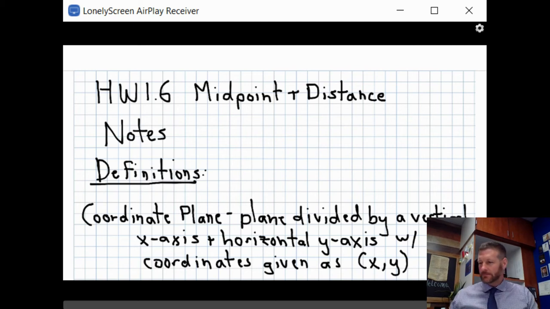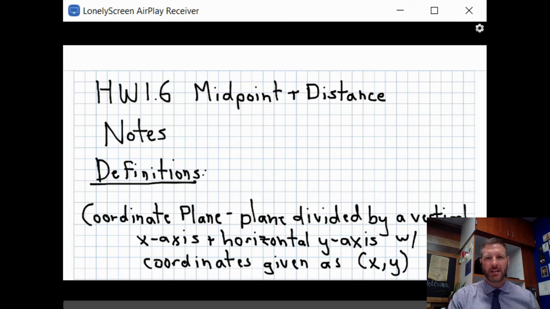Hey, hello, geometry friends. We are off to section 1.6. This will be the video for our notes for the midpoint and distance. The full title is Midpoint and Distance in the Coordinate Plane. Again, revisiting midpoint and distance, and then we'll be using our graph paper that I've asked you to do all your work on.